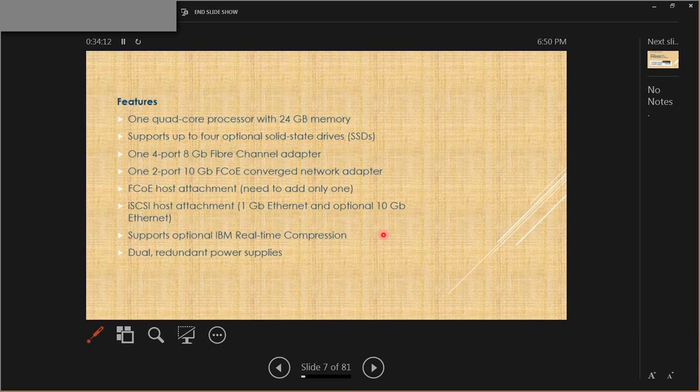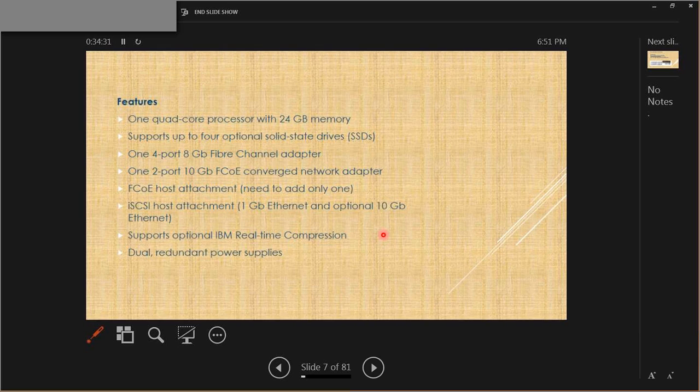Okay, so I was telling you about the 2 ports, right? Even the E2 ports in the previous picture. So those ports can be utilized for management connectivity as well as 1 Gbps iSCSI connectivity. Okay, and dual redundant power supply. It also supports optional IBM Real-time Compression.